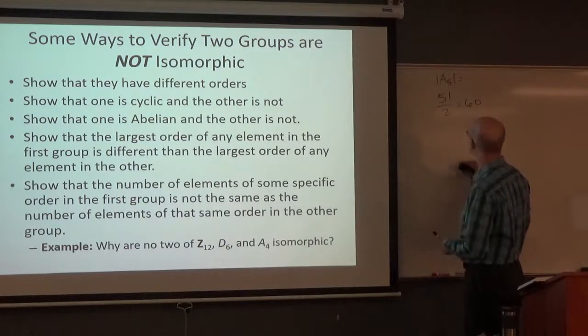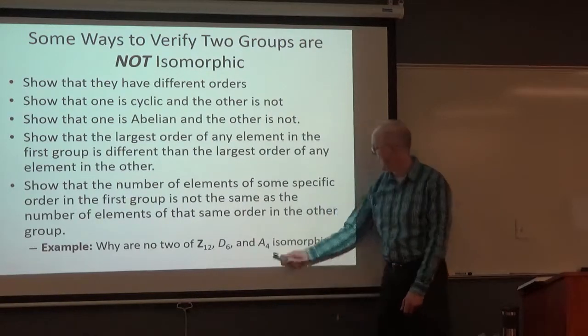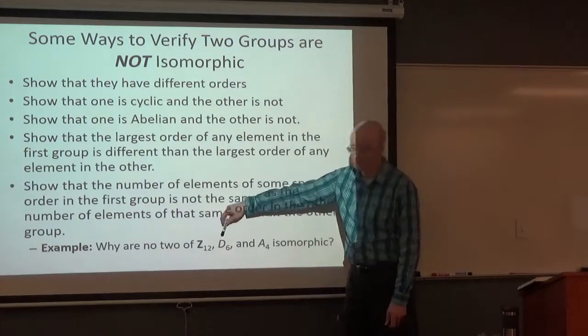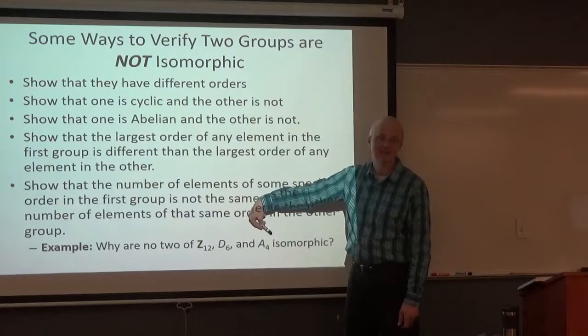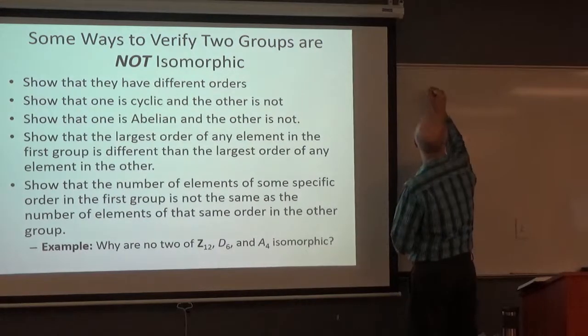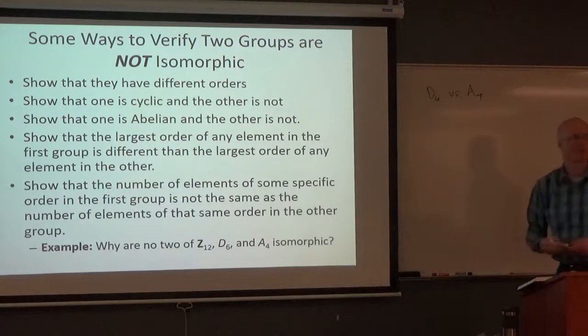Why are no two of Z12, D6, that would be the symmetries of a regular hexagon, and A4 isomorphic? Well, certainly Z12 is cyclic and Abelian, whereas these two are not. That's easy. But how do you distinguish between these two, D6 and A4? Can you think of a way offhand to distinguish between those two? Think in terms of the orders of elements and maybe having certain cyclic subgroups versus not.